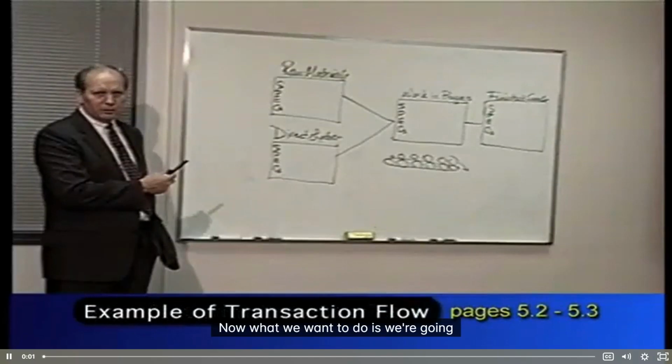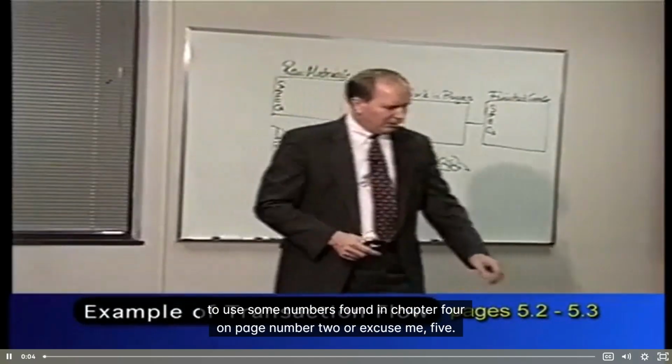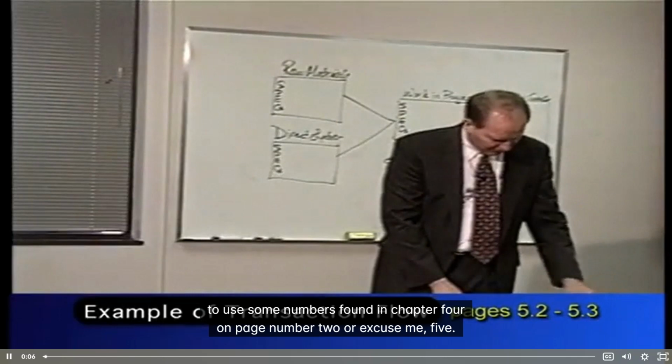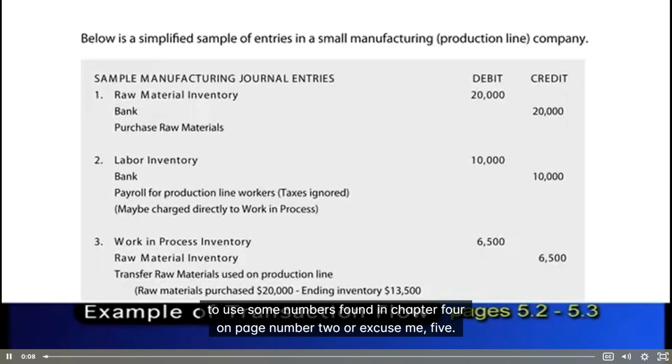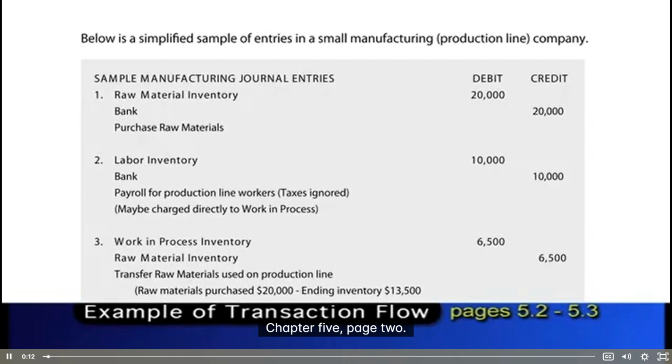Now what we want to do is we're going to use some numbers found in chapter 5, page 2. We're going to use the 5 transactions that are listed there. The first transaction is to record the purchases of raw material.